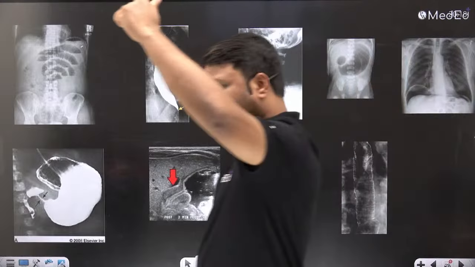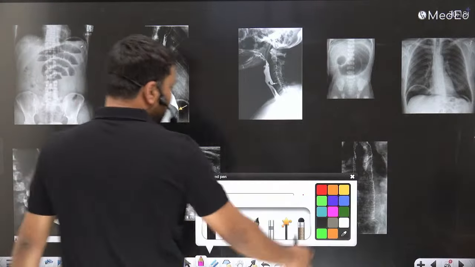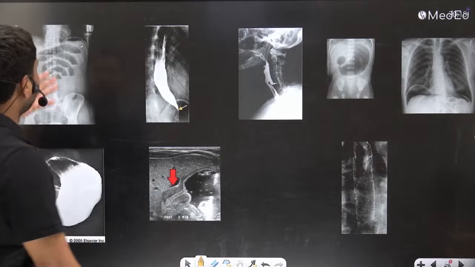Now, quick feedback. Again, GI images. Bol bol ke thak gaye, wapis push karenge. What is image number one?